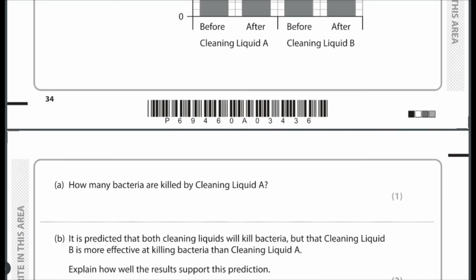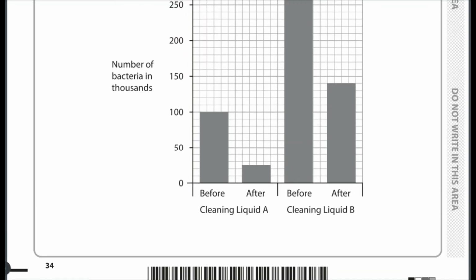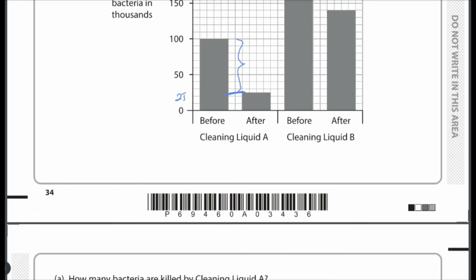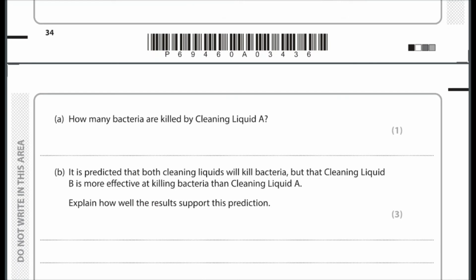How many bacteria are killed by cleaning liquid A? We need to find out the difference here. And it's given in thousands, so 100,000 minus this value is 25. So we'll do a small calculation. 100 minus 25, it is 75,000.